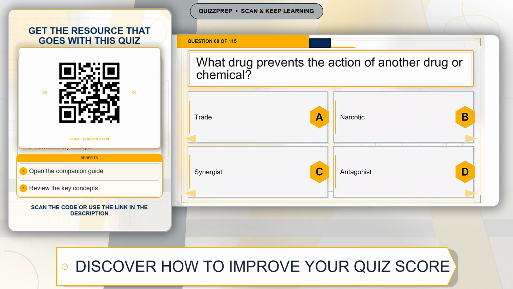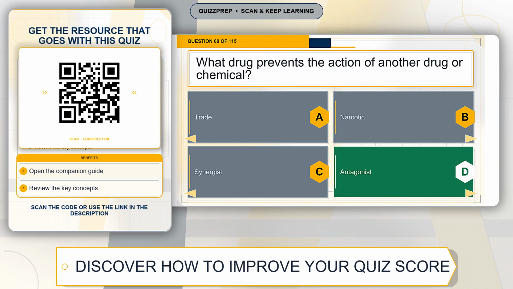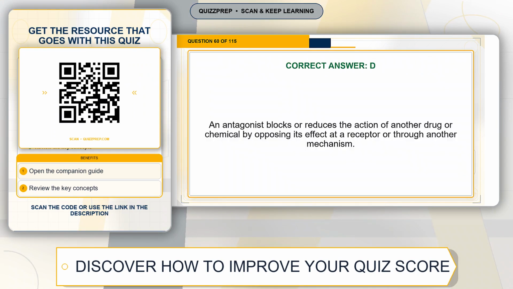Question 60. What drug prevents the action of another drug or chemical? Option A, trade. Option B, narcotic. Option C, synergist. Option D, antagonist. The correct answer is option D, antagonist. Explanation: an antagonist blocks or reduces the action of another drug or chemical by opposing its effect at a receptor or through another mechanism.